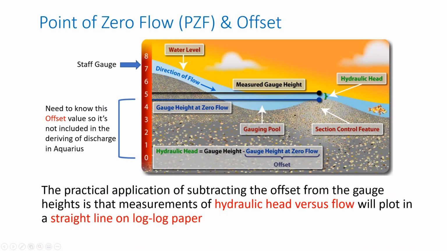So the practical application of subtracting the offset from the gauge height is that these measurements of hydraulic head versus flow will plot in a straight line on log paper. And that's how we're going to create our rating after. We're using the log straight line method, so we need these two values for that.